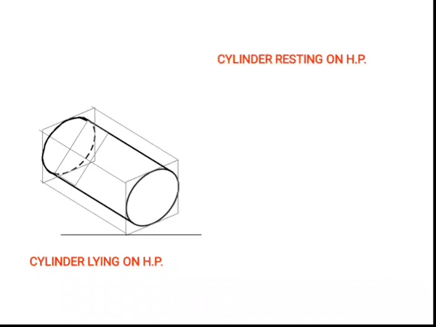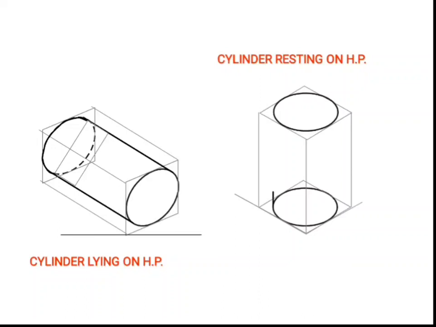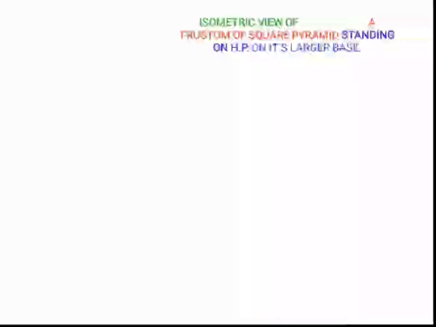Now, a cylinder resting on HP. For that, the base ellipse is constructed first, and the height is marked along the z axis, and the top ellipse is constructed and common tangents are drawn, and finish the drawing by using suitable line types. Now you have got an overall idea and the basic concept of isometric projection. It will be more clear by doing this problem.